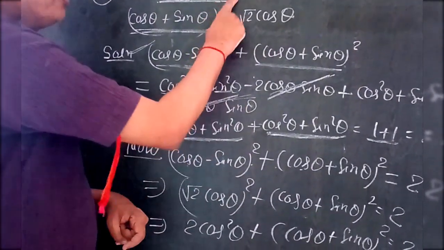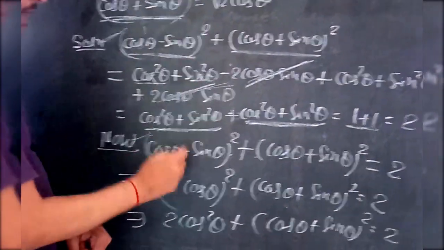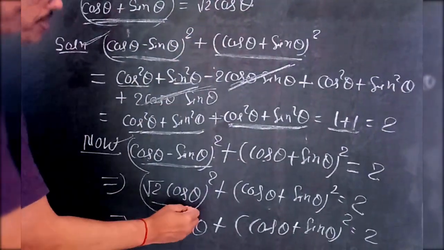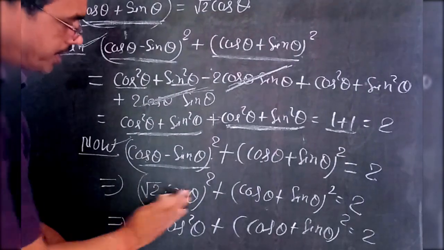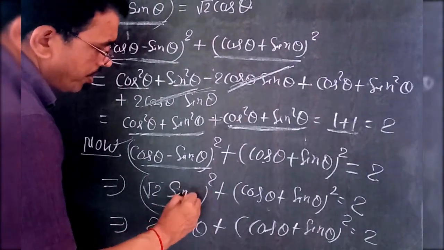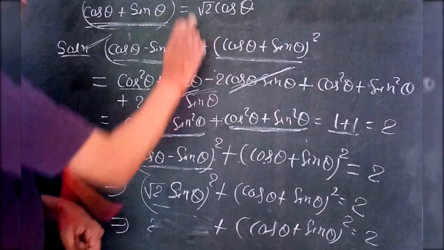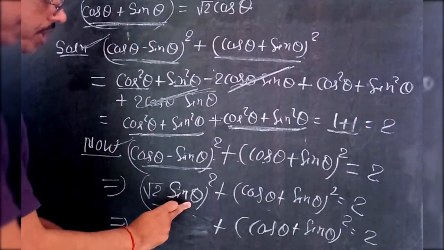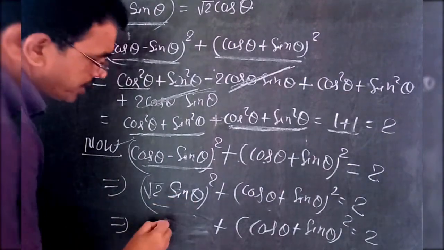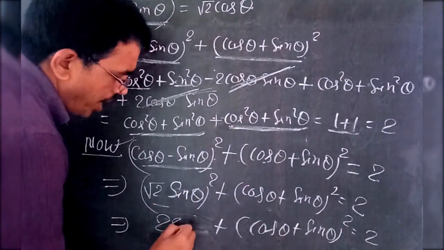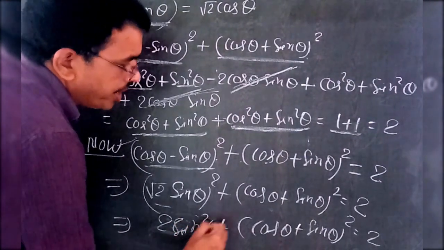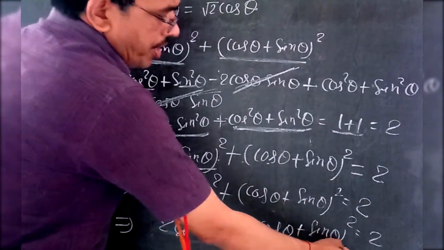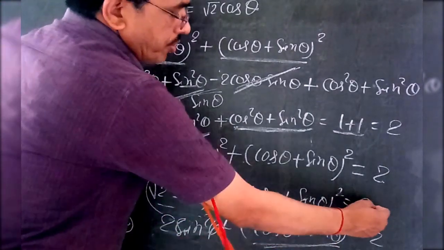Now substitute the value in the given question. The value given is cos theta minus sin theta is root 2 sin theta. So you put here the value root 2 sin theta. Then it is equal to 2 sin square theta plus cos theta plus sin theta whole square, and it is equal to 2, given.